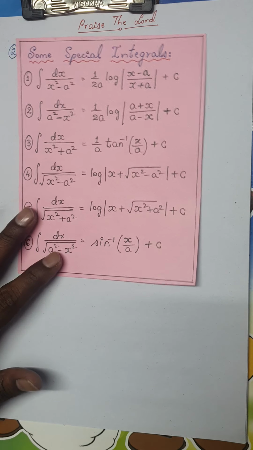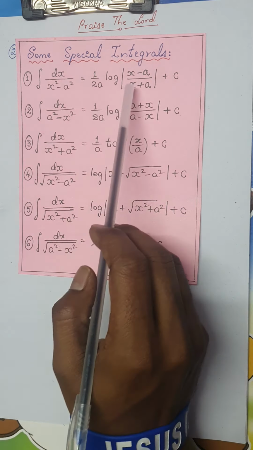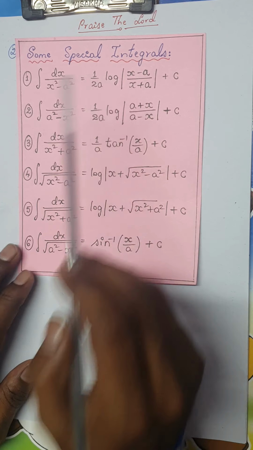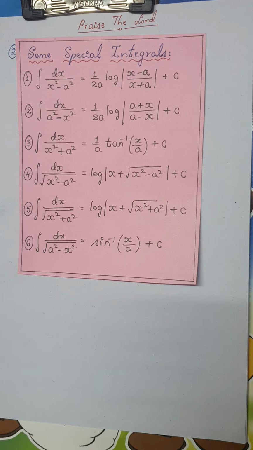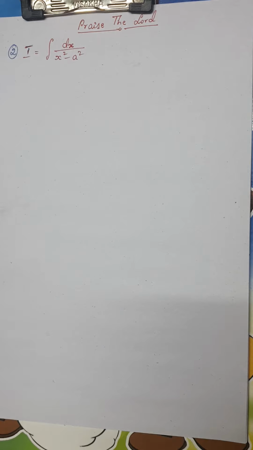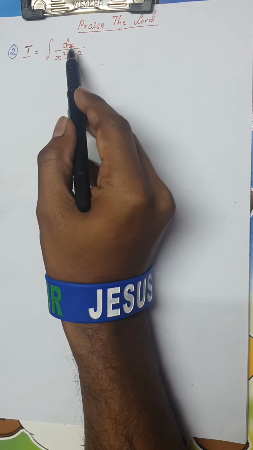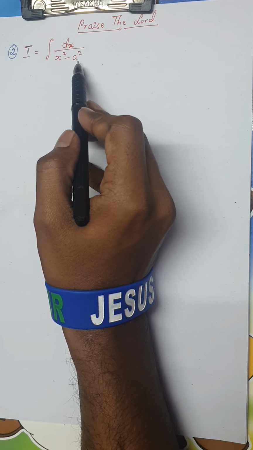So, hope you are comfortable with the concept of completing the square. We'll directly get on to the topic. So the integral we are going to solve today is the integral of dx divided by x square minus a square.